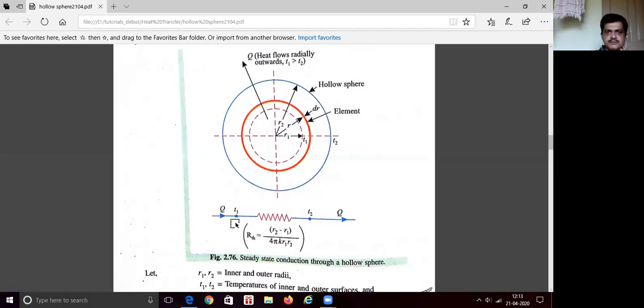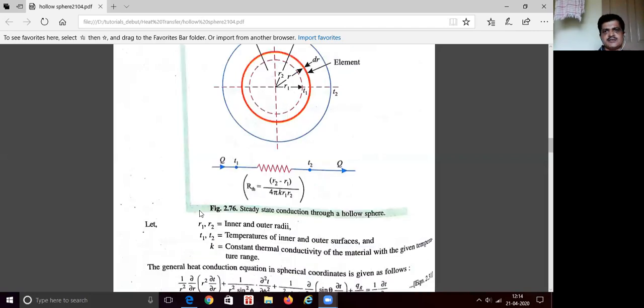Here we have to derive this equation. R thermal, no? R thermal is equal to what? That we have to derive. And same R1, R2, we are taking a strip here. And inside temperature is T1, outside temperature is T2, at R1 T1, at R2 T2, and we have taken a thin layer of radius dr. All those things you can write.